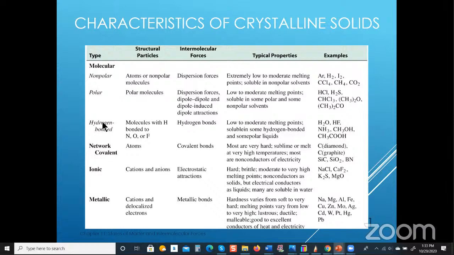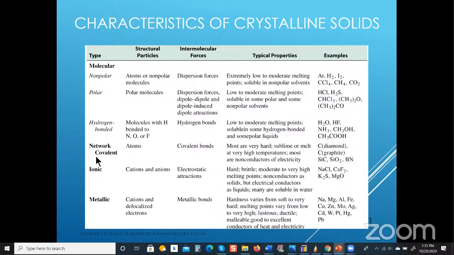And then we get to, of course, the special type of polar substances which will exhibit hydrogen bonding. As we said before, the structural feature that these molecules will have is where you have hydrogen bonded to either nitrogen, oxygen, or fluorine. So the main type of intermolecular forces that will be displayed would be hydrogen bonding, right? And these compounds tend to have low to moderate melting points, and they are soluble in some hydrogen bonding and some polar compounds. And these are some examples. And you'll see, of course, in each of these cases, you have hydrogen bonded to either oxygen, nitrogen, or fluorine.